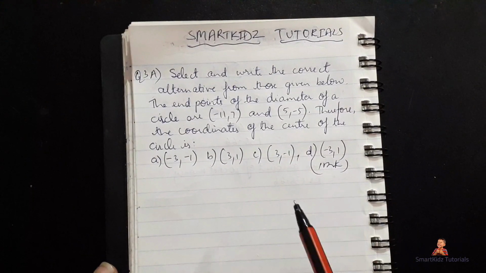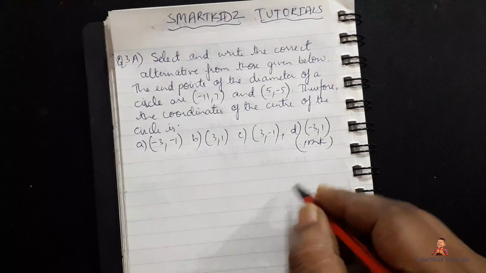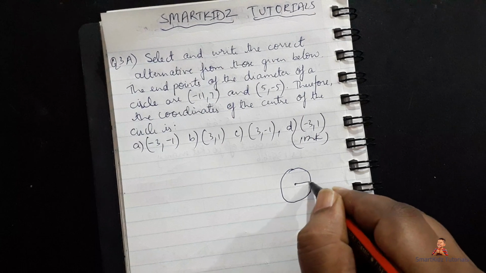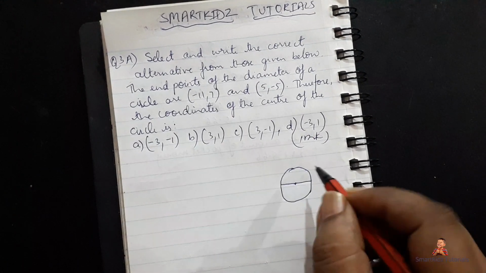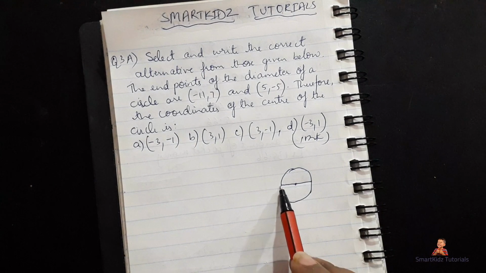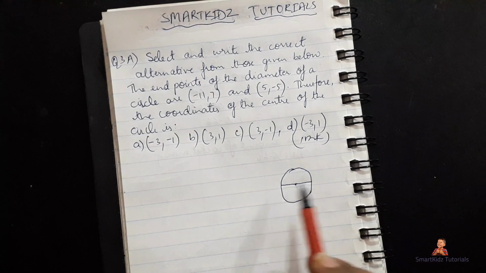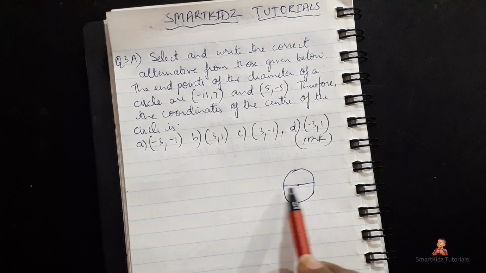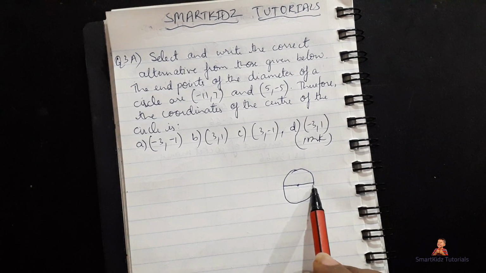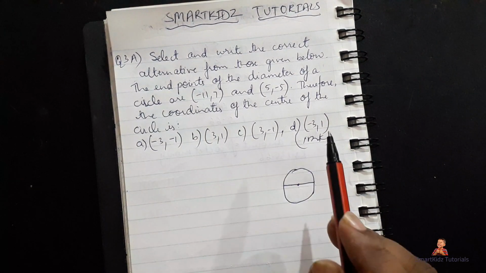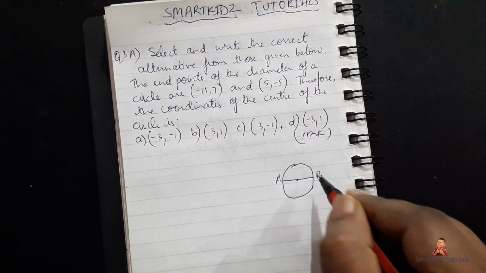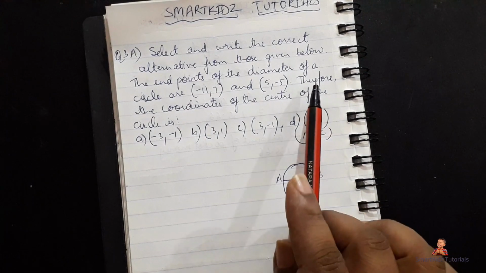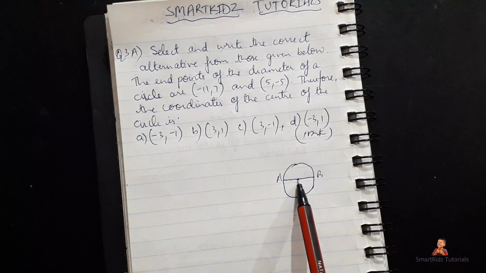So here one thing you need to know: we are talking about a circle. In a circle we have a center, and when you have a straight line passing through the center, where the end points meet the circumference, this line is referred to as a diameter. Now in this case it says the end points of a diameter. Let's say we name them A and B. Their coordinates are given to us, and we are asked for the coordinates of the center of the circle, that means the center is here.